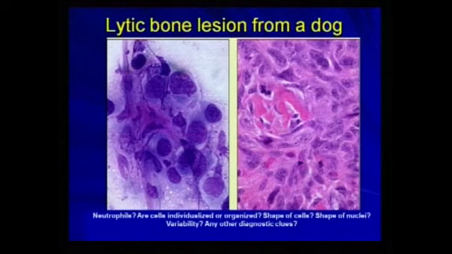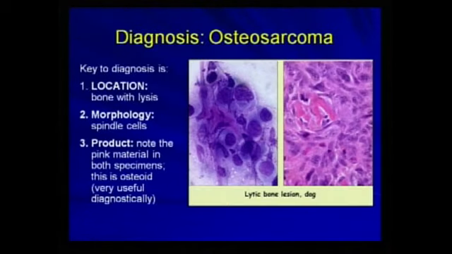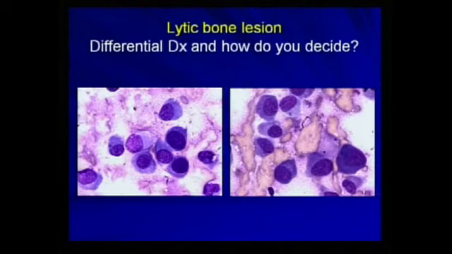Occasionally, in osteosarcomas, you can actually see the osteoid matrix. And that's one reason that this particular clump of cells came off as a clump rather than individualized cells as we saw before, because it is enmeshed with that osteoid matrix. So key to diagnosis here is, in fact, lytic bone lesion, spindle cells, and the presence of osteoid. You certainly would not see that with a plasma cell tumor.